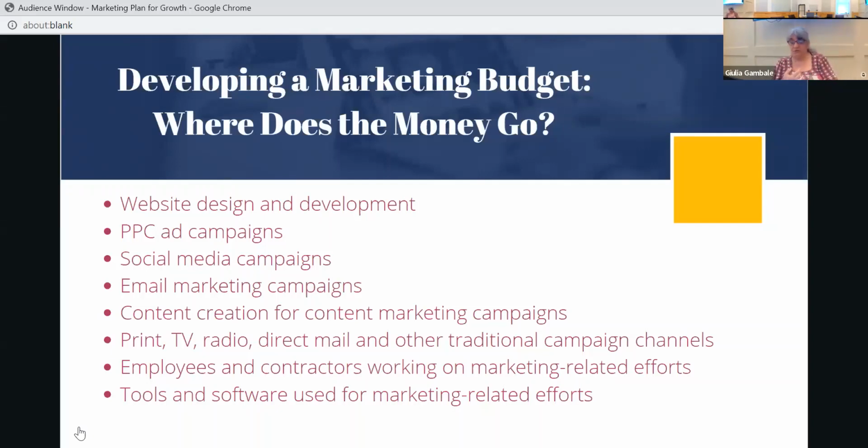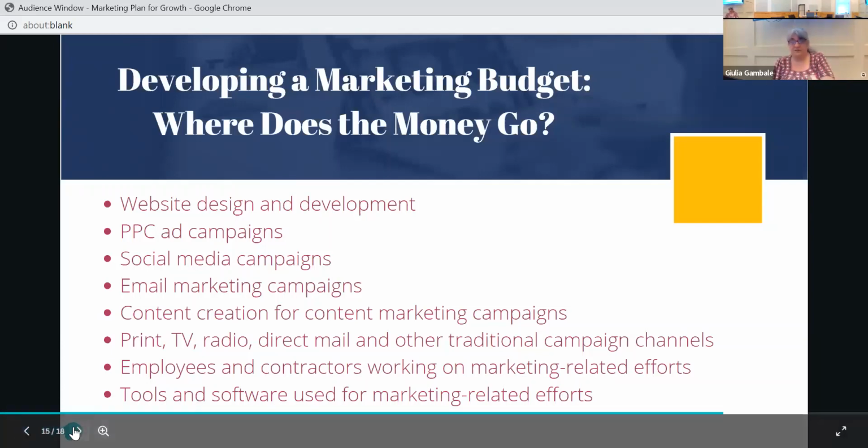Content creation, right? Because oftentimes, unless you're a solopreneur or you have a very, very tight budget, you're not the only one who's going to be doing this. And then again, print, TV, radio, direct mail, and other traditional campaign channels. I guess people still do that. I don't do that. But it happens.